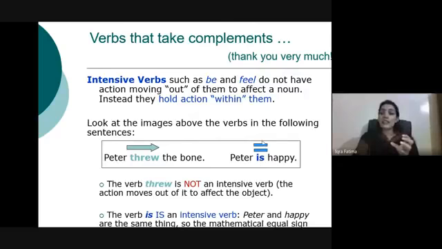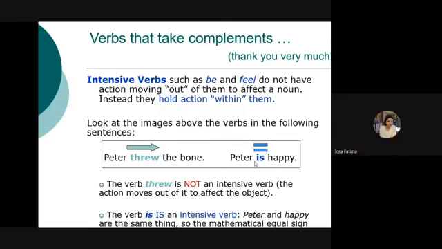Now this is not telling you an action which is performed by you, and it is not performing any action on happy. Rather, happy is more about the subject. It is holding information about the subject. It is giving you the information about Peter, the condition of Peter. So happy is an adjective.